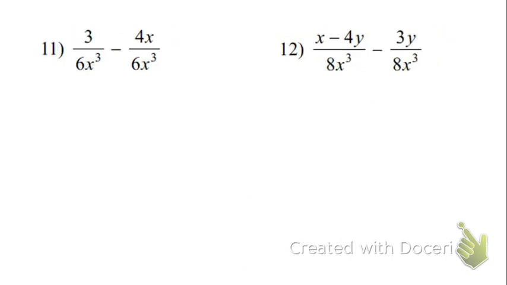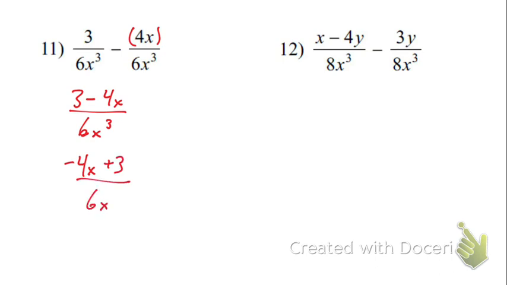Let's do number 11. This one's going to be silly. So anyway, I have 6x to the third here. Now, since we're only subtracting one term here, it's just 3 minus 4x up top. So I'm going to rewrite that in descending order. So negative 4x plus 3 over 6x to the third. They don't simplify at all. That's it. Thank you very much.